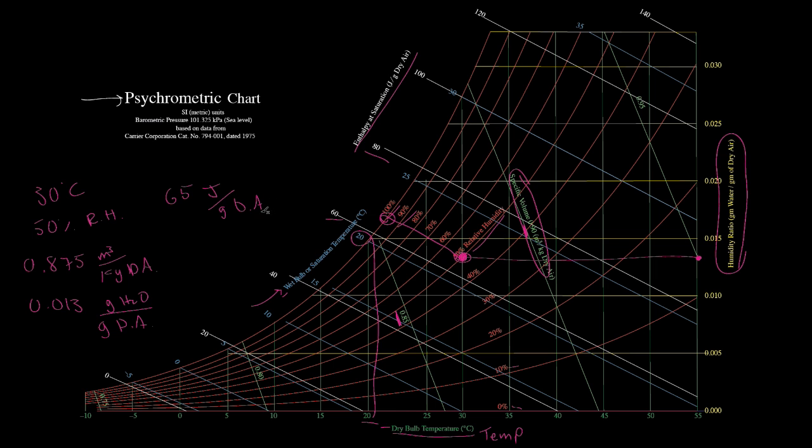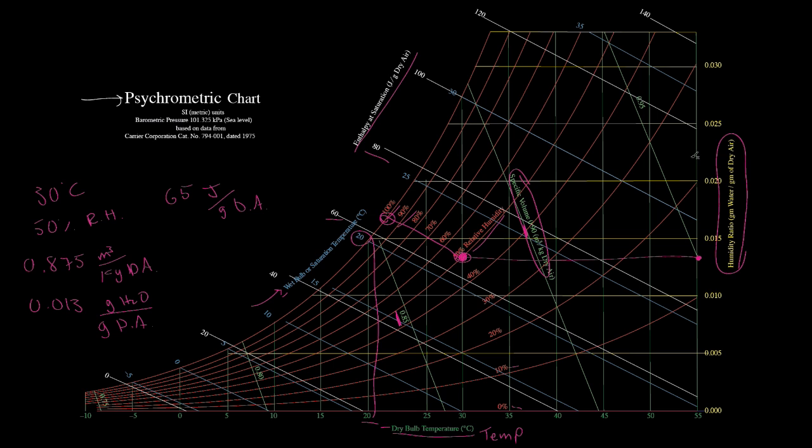Now if we were trying to figure out how much energy it took to heat up a stream from one temperature and one relative humidity to some other temperature and some other relative humidity, we would just take the difference between these two energies, and that would give us how much it takes. Or if we wanted to figure out what is the amount of water that is being condensed between the two, we would just take the difference between the humidity ratios there.